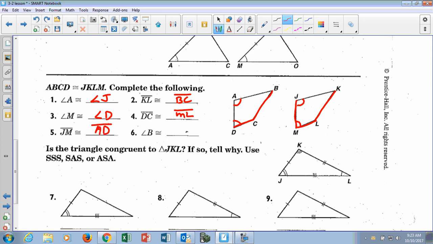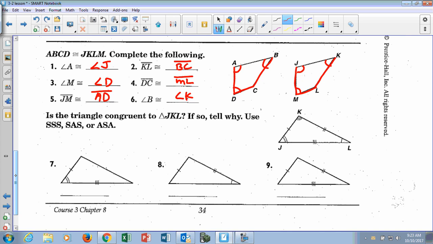Those two are congruent. And then, of course, angle B, which is right there, is going to be congruent to angle K. Very good. So it says here, is the triangle congruent, these three, to triangle JKL? If so, why? And we're going to figure out if it's side angle side, or angle side angle, or side side side.